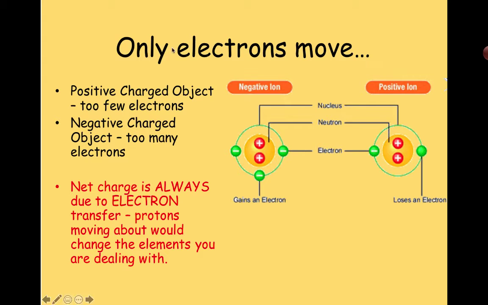So if an object is positively charged, it must mean it's got too few electrons. So electrons must have been transferred. If it's got negative charge, it must have too many electrons, so it must have gained electrons. So net charge is always due to electron transfer. Whenever we're talking about static, we are always talking about electron transfer. If you gain electrons, you're becoming more negative. If you lose electrons, you're becoming more positive. So net charge, it says down here, is always due to electron transfer.